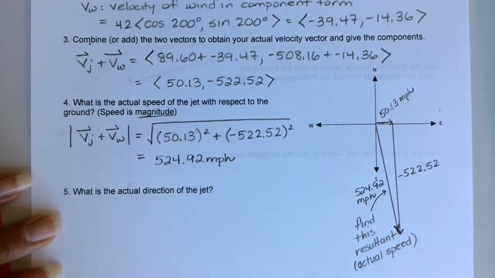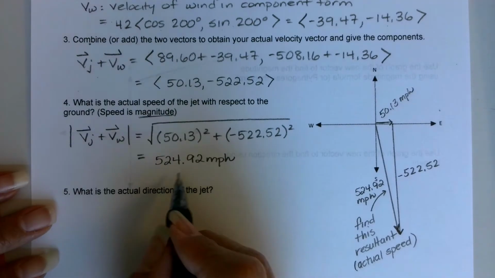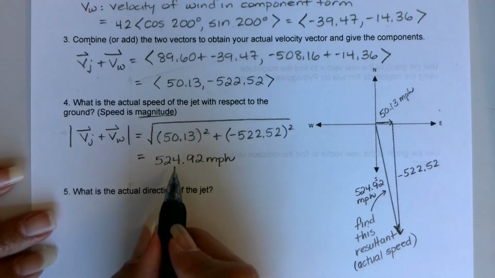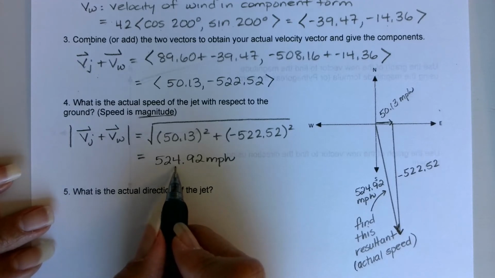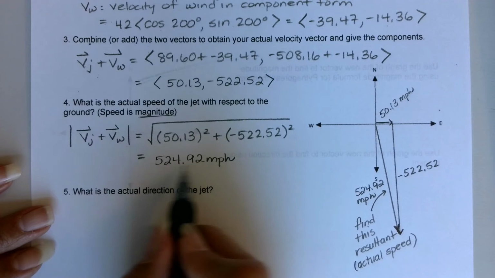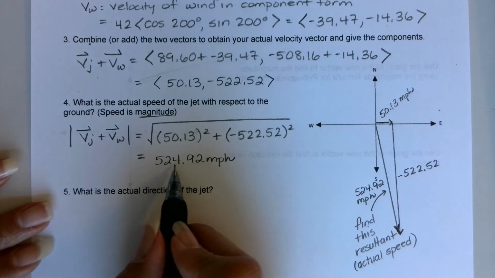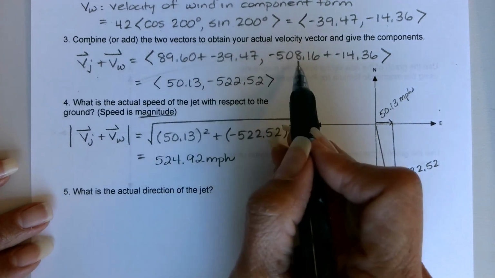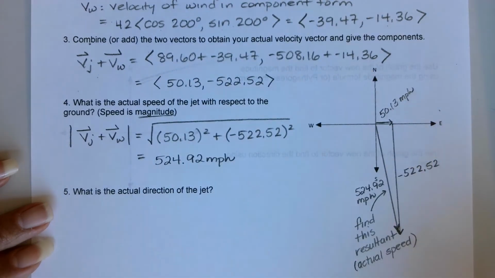So what do you notice? We started out at 516 miles per hour. The jet was flying at that speed; that was the given information. But with the effect the wind is having on it, it's causing it to fly a little bit faster than 516 miles per hour. That's the actual speed of the jet once you combine the wind and the vector.